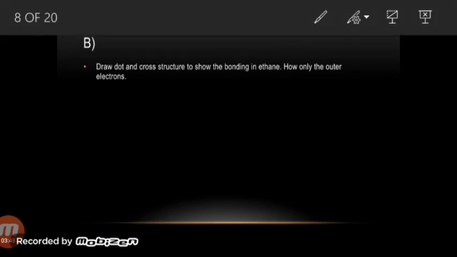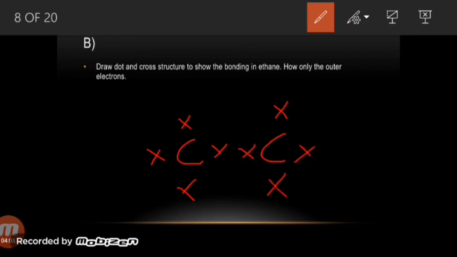Next is, draw the dot and cross structure to show the bonding in ethane. How are you going to draw the dot and cross structure? See, carbon has 4 valence electrons. So there would be 4 valence electrons in the outer shell, and the other carbon atom again has 4 electrons in the outermost shell, which is the valence shell. So we would say that both carbon atoms have 4 valence electrons. So they require 4 more electrons in order to fulfill their octet.